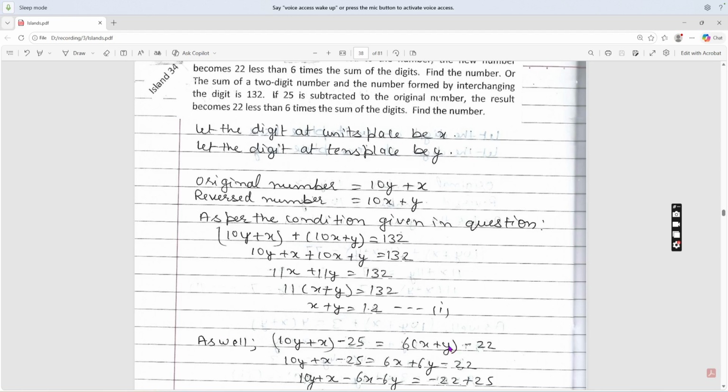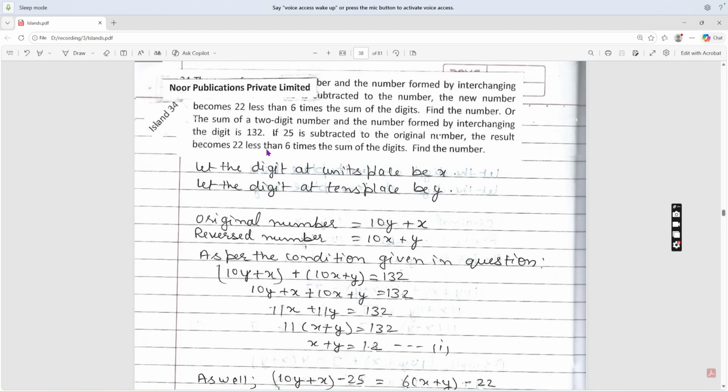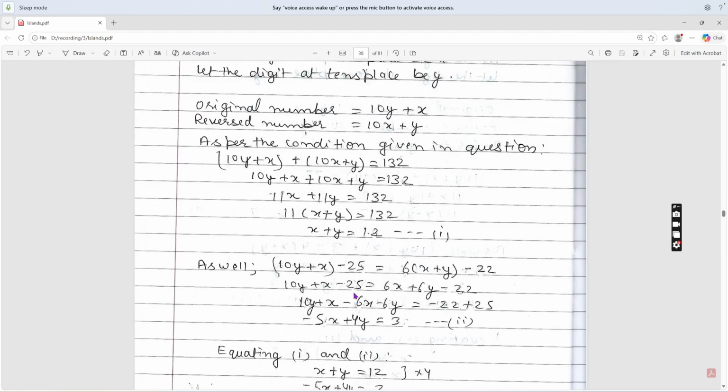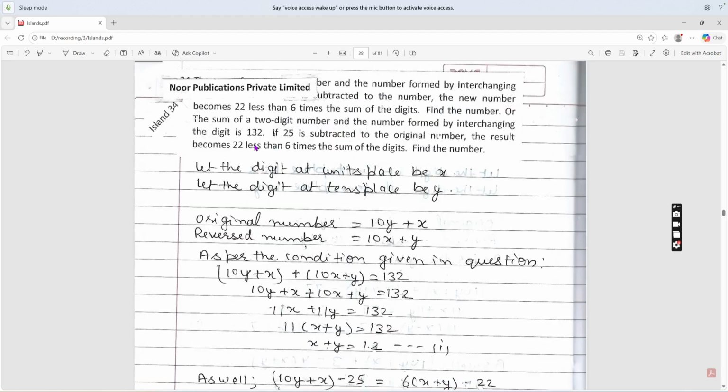And now see, this is very crucial. Now just see what is there. If 25 is subtracted from the original number. Now what is the original number? 10y plus x within the bracket, 25 is subtracted from it. So we are going to subtract 25 from the original number, 10y plus x. So what are we going to get on the LHS bracket? 10y plus x minus 25.